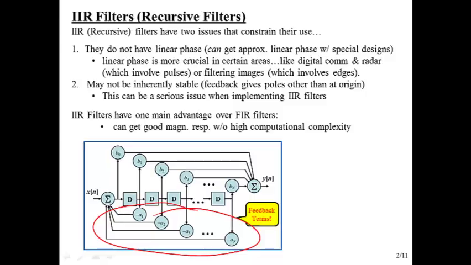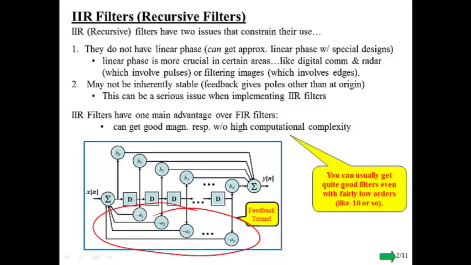But the one advantage that they do have over FIR filters is that you can get a very good magnitude response, but without the high computational complexity that you might need from an FIR filter to get that same kind of magnitude response. So with IIR filters, you might be able to get quite a good filter for a low order, maybe something on the order of 10 or so, versus FIR filters, where we were seeing hundreds of coefficients in the feed forward. So the computational complexity for FIR filters can be quite significantly larger.